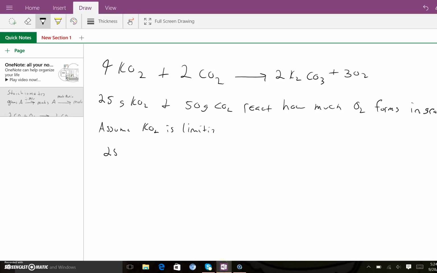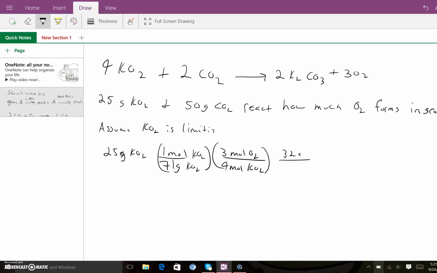So let's do that. We start with 25 grams KO2. 1 mole weighs how many grams? We have 32 plus K weighs about 39. I'm rounding really bad, so don't do this. 71 grams. Now the next thing we need is our mole ratio. We've got 3 moles of O2, since I'm trying to find O2, divided by 4 moles KO2. And then the last thing I need to do is convert to grams. So I've got 32 grams O2 per 1 mole of O2.